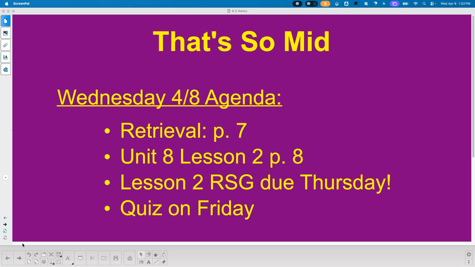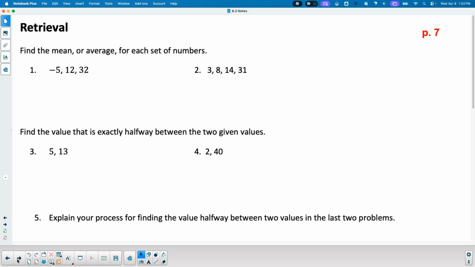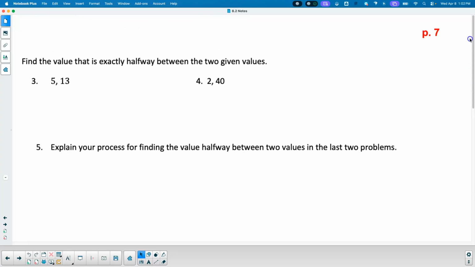Alright, let's do this. White note packet. Here we go. We got a little retrieval action going on page 7. What do we got for a little retrieval? Finding some averages, finding the value halfway, and then solving 2 proportions.